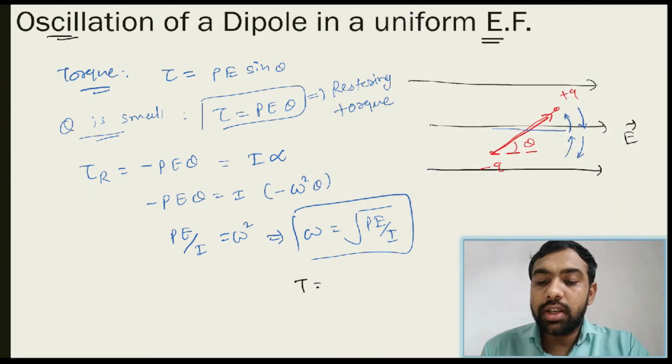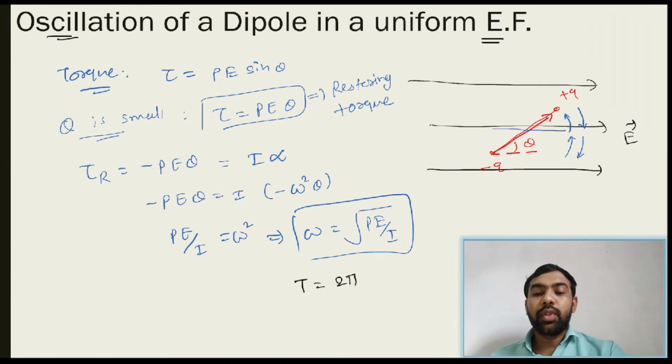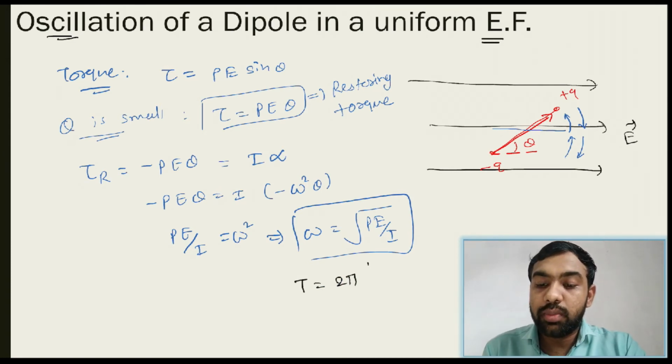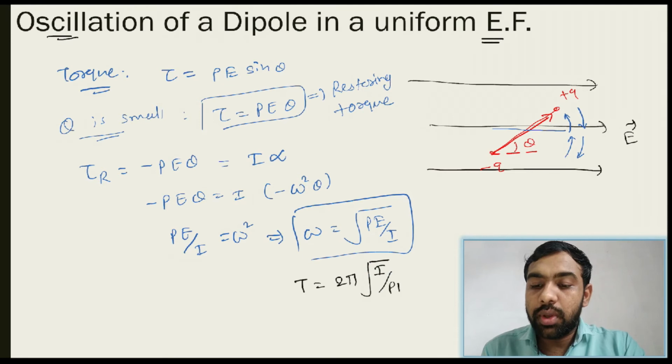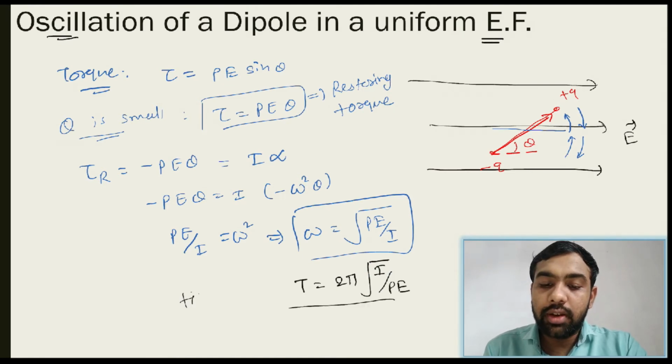If you consider the time period, then what is the time period? 2 pi by omega. So 2 pi under root I upon pE. That is the time period.